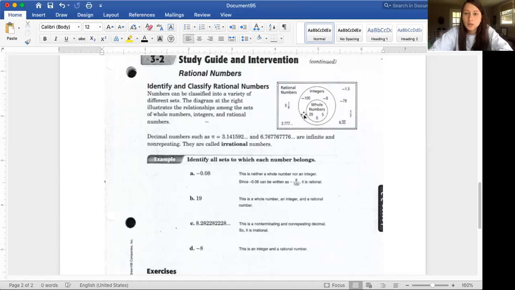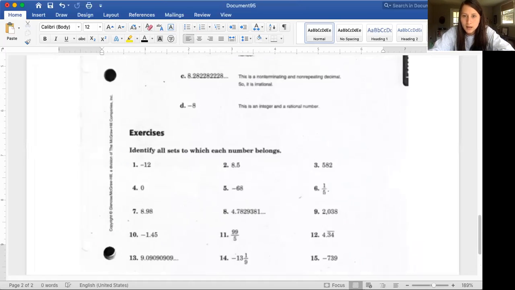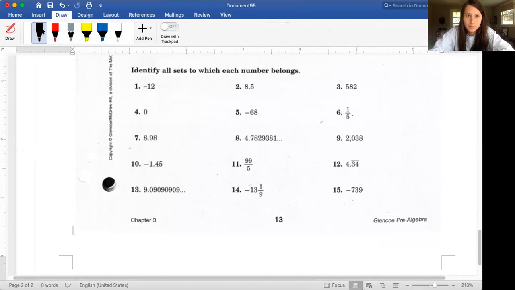So you can take a look at that, but sometimes it helps our brain process what we're learning as we write it down. So down here on the exercises, we actually did number 1 and number 3. So you guys can fill in the answer from what we did earlier. -12 is a, use a different color here. -12 is an integer and a rational number. So you could write I and R here. And then 582 is a whole number, an integer, and a rational number, right?